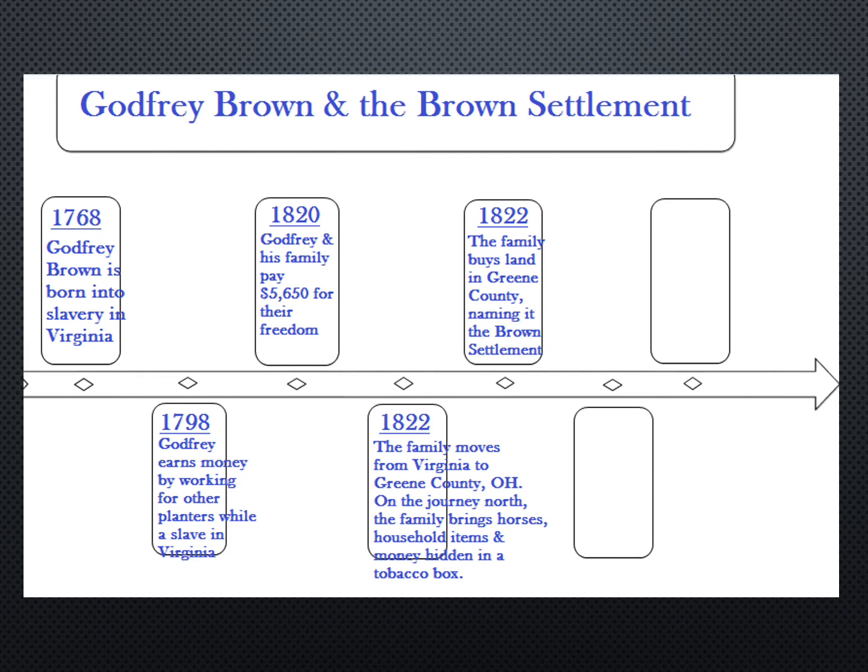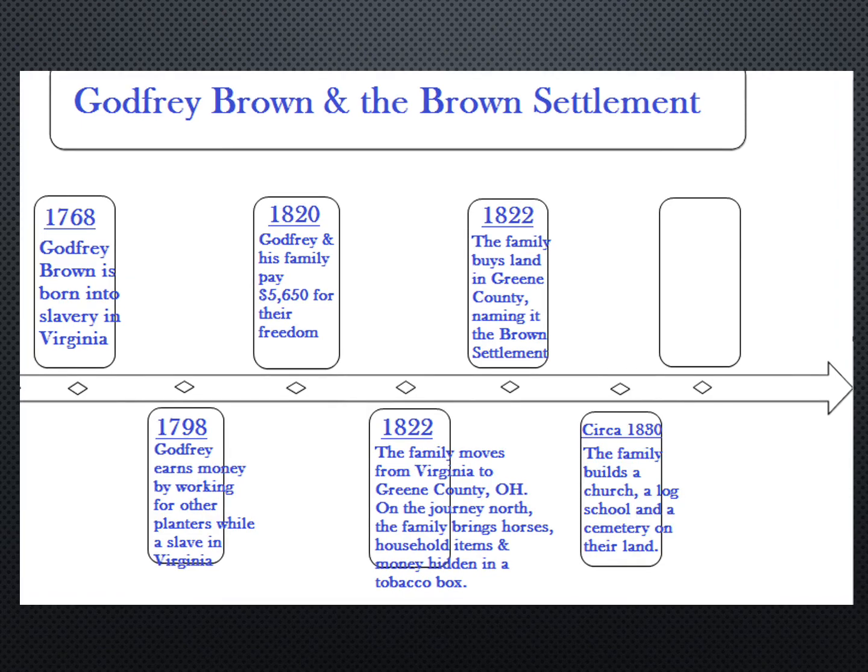So what's the next date we're going to choose? All right, the next date is circa 1830. Does anyone know what circa means? Circa means about, around. So about or around 1830. The family buys a church, a log school, and a cemetery on the land. So really, within about 8 years of moving to Greene County, this family has already become a pillar within the community, a very strong member of the community. They're providing a lot for their community members even. And like I said, there's a church, a log school, and a cemetery.